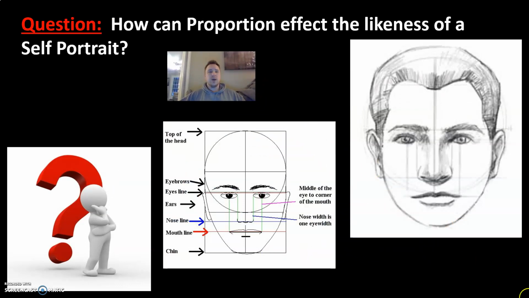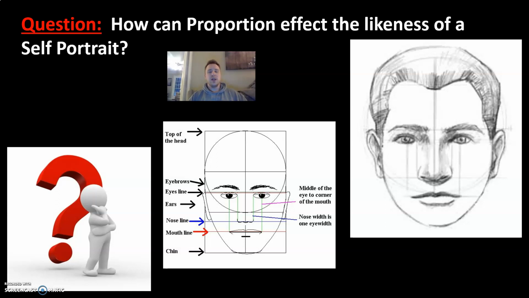So your last question, your follow-up question, now that we know what proportion is and what it means: how can proportion affect the likeness of our self-portrait? If you look at the image to the right and the image on the left, you see all these measurements and marks are made to help determine the proper proportions. But what if the proportions are wrong? If the proportions are wrong, is it going to look like you anymore?